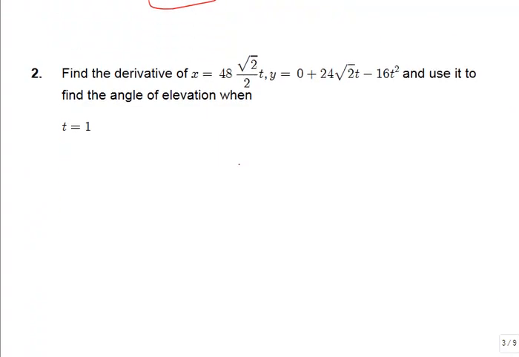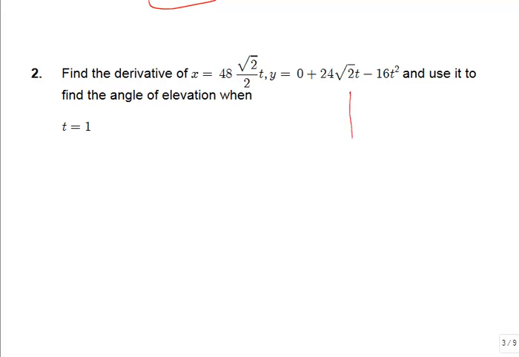Now let's see if we can answer our question that we were asking earlier. Find the derivative of x equals 48 square root of 2 over 2 t, y equals 0 plus 24 root 2 t minus 16t squared. So there's our x and y parametric equations for the equations of motion when we have this projectile fired from the ground at an angle of 45 degrees with an initial velocity of 48 feet per second. And we're going to use it to find the angle of elevation when t is equal to 1.